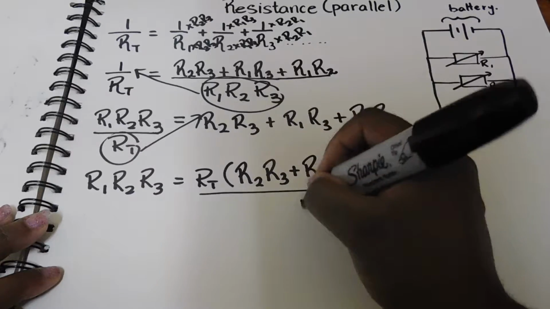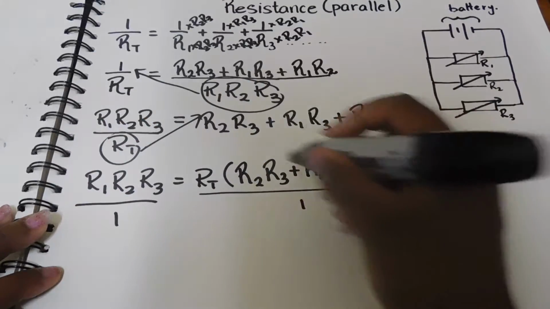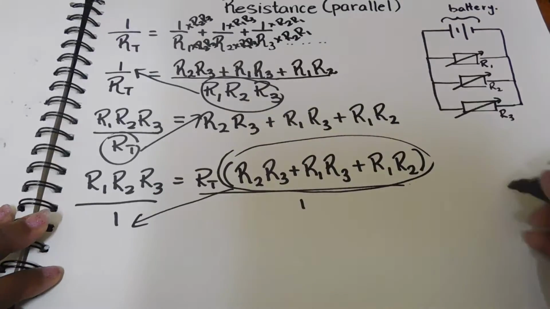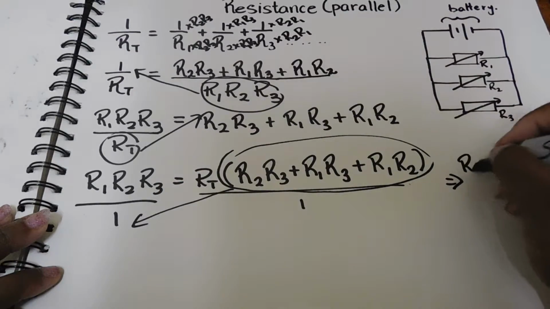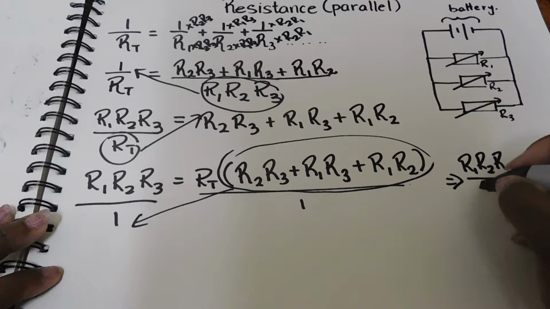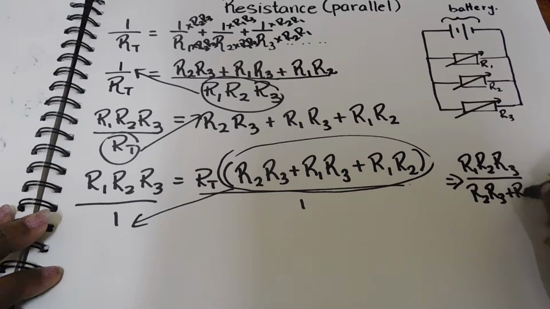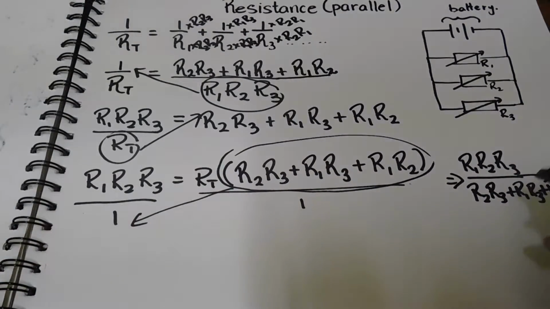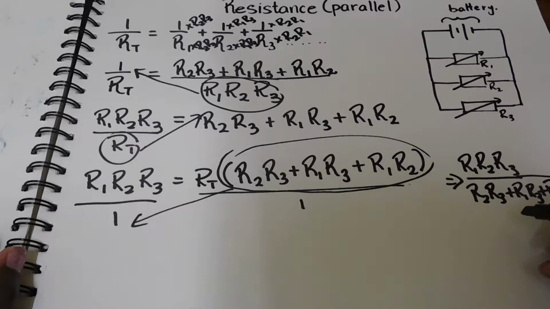And guess what? Since everything is over 1, what do you get? You can move this entire thing underneath, and you will end up getting R1, R2, R3 over R2, R3 plus R1, R3 plus R1, R2, all equal to RT. Awesome. And pretty much the same thing for R1 if you want to find R1.